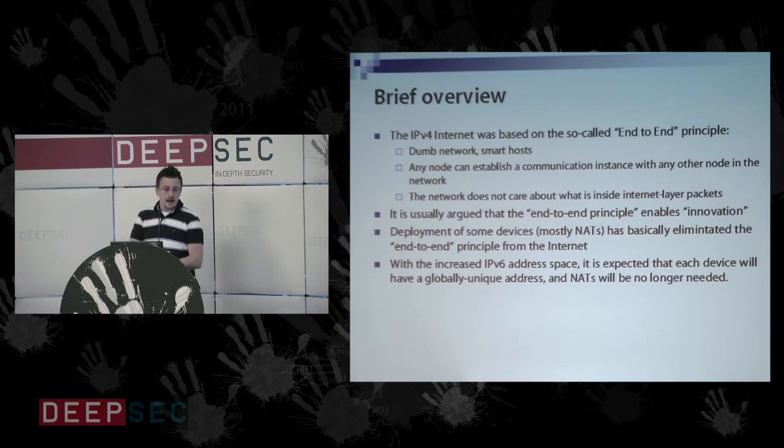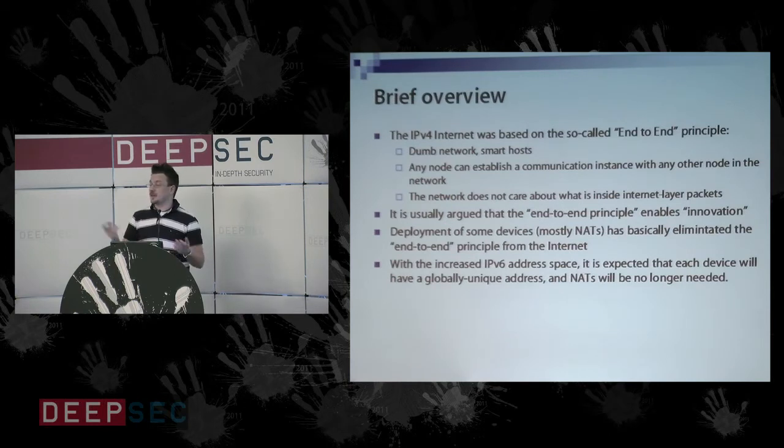This set of ideas is usually referred to as the end-to-end principle, and people usually argue that the end-to-end principle enables innovation. The reason for which many people argue this is that if the network itself doesn't take a look at what you do inside IP, that means that you can, for example, design your own transport protocol and deploy it on the internet easily.